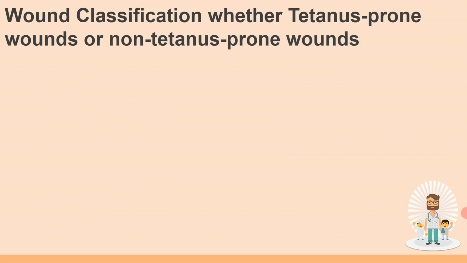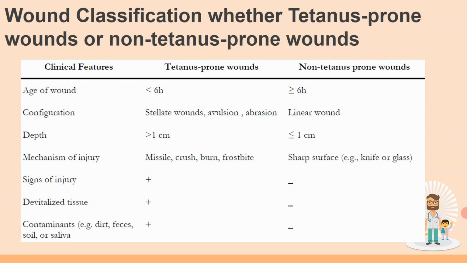So, wound classification. As the first step, we want to know the type of wound. Is it a clean wound or a dirty wound? To make it easy, this diagram will show you. If you have a wound older than 6 hours, this is considered tetanus prone. If more than 1 cm, this is tetanus prone. If you have missile, crush, burn, frostbite, those are tetanus prone. If you have devitalized tissue, this is a tetanus prone wound. If you have contamination by dirt, feces, saliva, and soil, this is a tetanus prone wound.